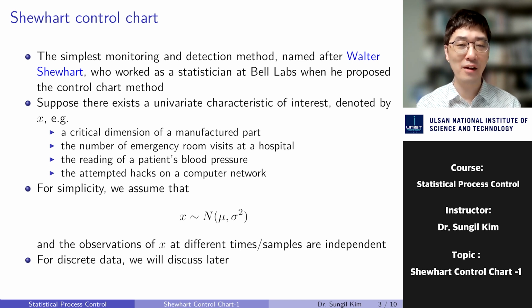Here we consider a univariate quality characteristic X. X can be like a critical dimension of a manufacturing part, the number of emergency room visits at a hospital, and so on. We assume that X follows a normal distribution with mean mu and variance sigma squared. This means we model the variability of the process as a normal distribution. This model assumes that the observations of X at different samples are independent. That is, we assume that observations are from an identical distribution and independent of each other, which is called the IID assumption.